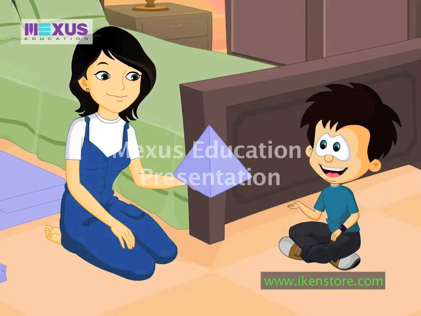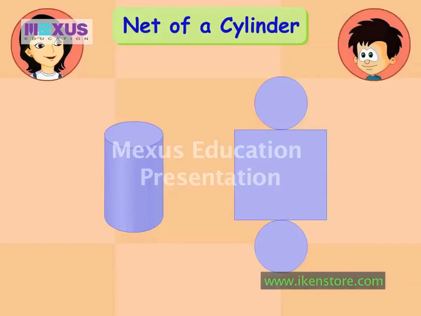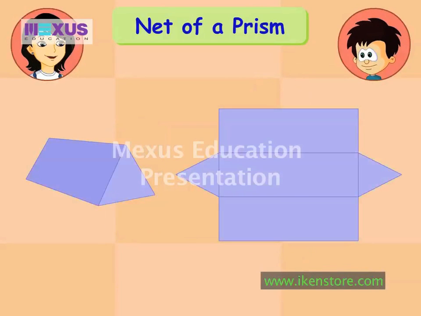Wow! Aparna, can you show me the nets for some other shapes too? Yes, JC. Let's draw the net for the cylinder. The net of a cylinder is a simple one. The curved surface of a cylinder, when spread flat, forms a rectangular shape. The circular top and bottom can be represented by these two circles. Let me show you the net of one more shape. Here's a three-dimensional shape called a prism and its net.